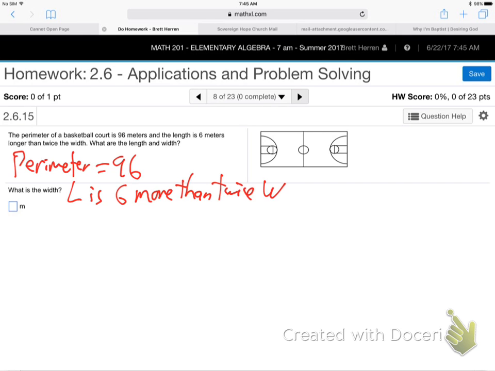So a basketball court is a big rectangle. It's a big rectangle. How do we find the perimeter? What's the perimeter formula for a rectangle?